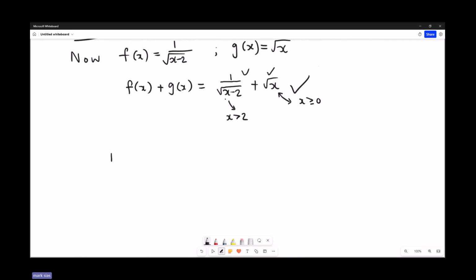Now, let's get the domain of the sum. The domain of the sum is equal to the set of x, an element of R, such that, of course, we're speaking in the context of the real numbers, so I don't need to say x an element of R all the time. We're not speaking of complex numbers in this case. Can anyone tell me what should follow after this, guys? Anyone?